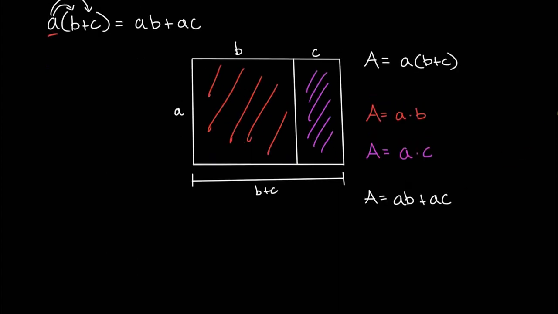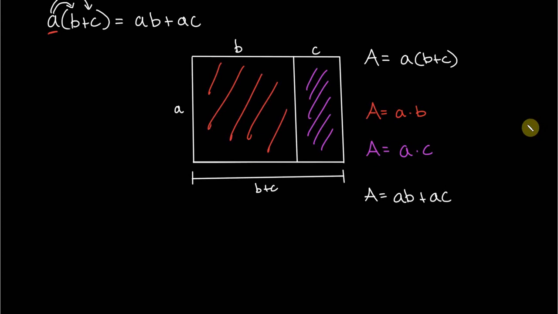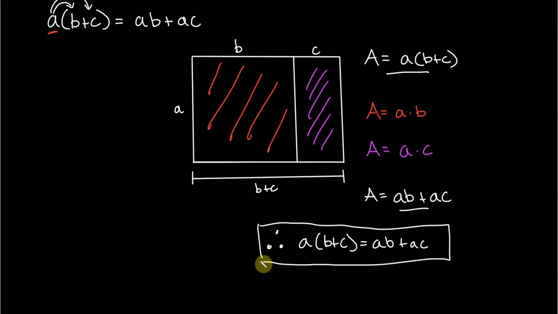Well, this is, I suppose, a bit of a silly proof. We could equate these areas, because we found that the area is A times B plus C, and here we found that the area is AB plus AC. So therefore A times B plus C equals AB plus AC, just as we found up top.